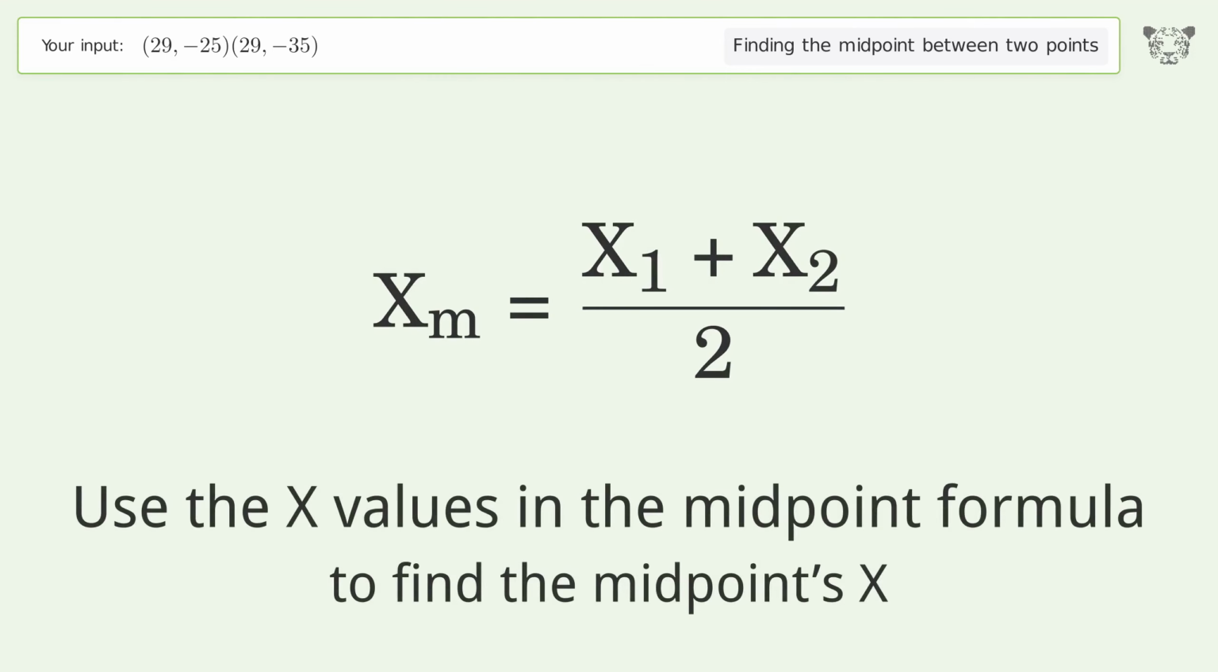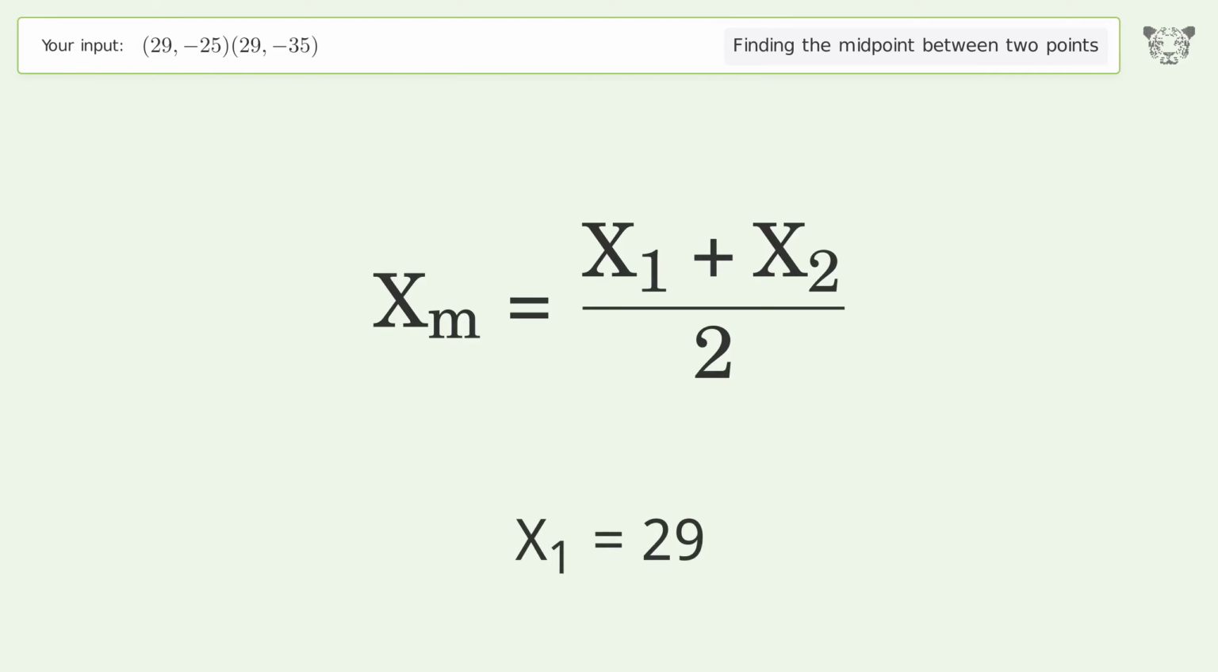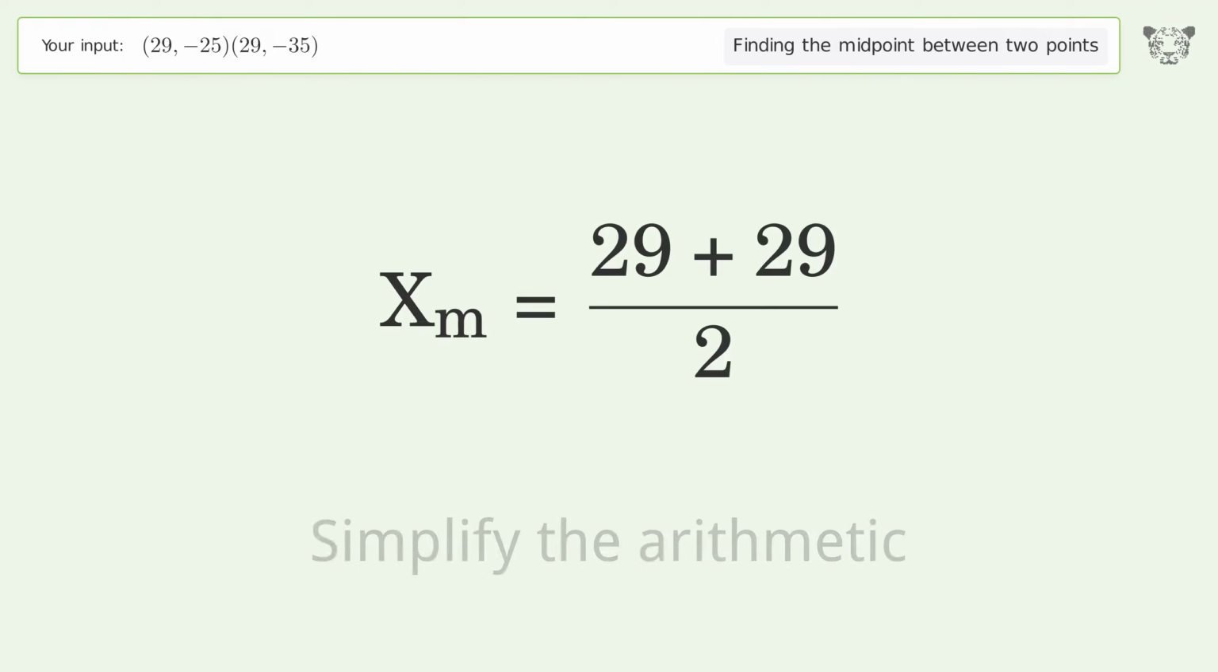Use the x values in the midpoint formula to find the midpoint's x. x1 equals 29. x2 equals 29. Simplify the arithmetic.